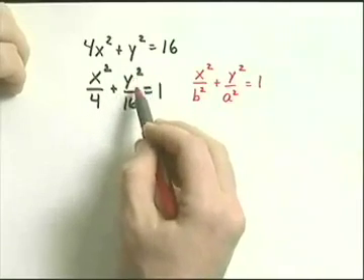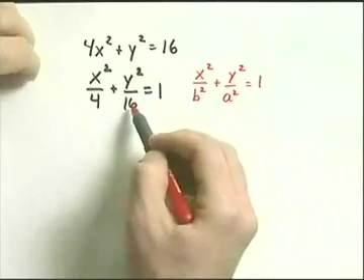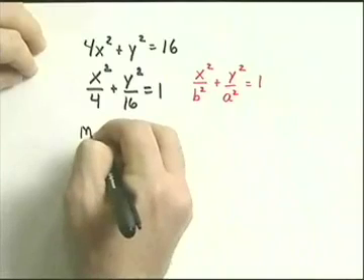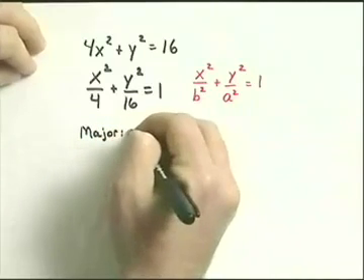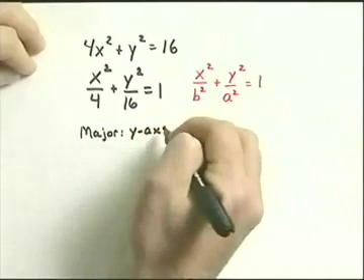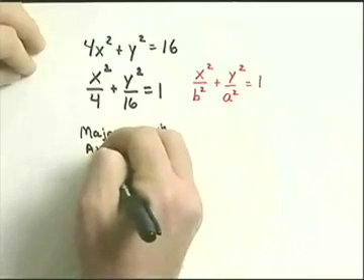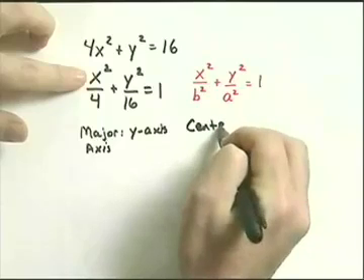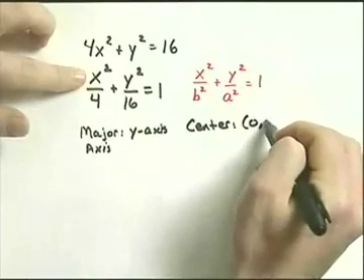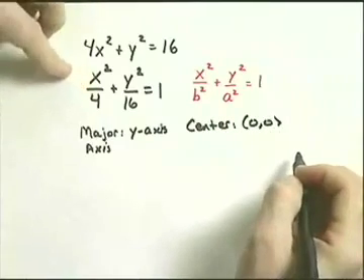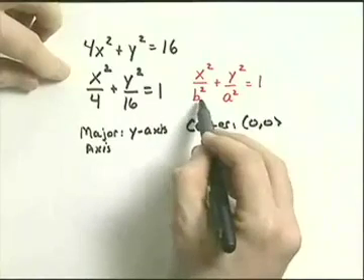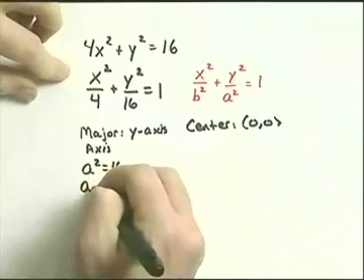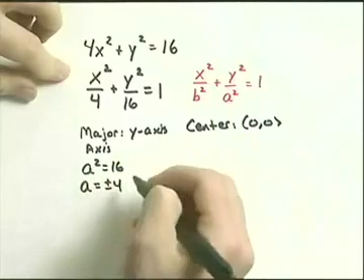So here I have that the y squared term has the larger denominator. For that reason, the major axis in this problem is the y-axis. So your major axis is the y-axis. The center of the ellipse is the origin, 0, 0. I have that a squared is 16, which means that a is plus or minus 4.